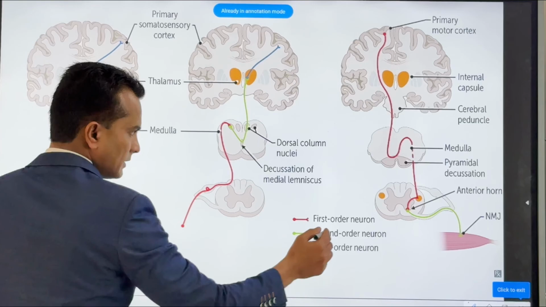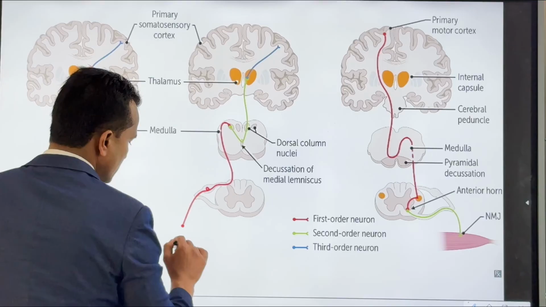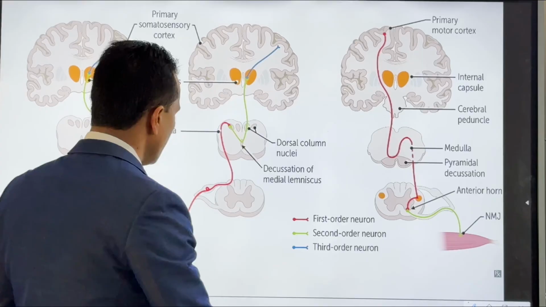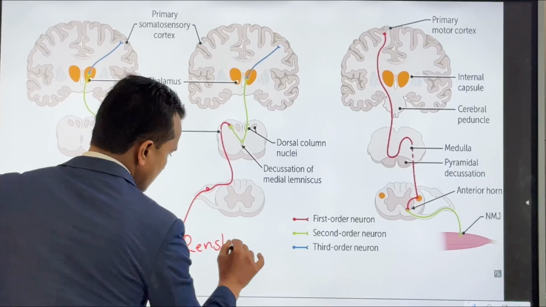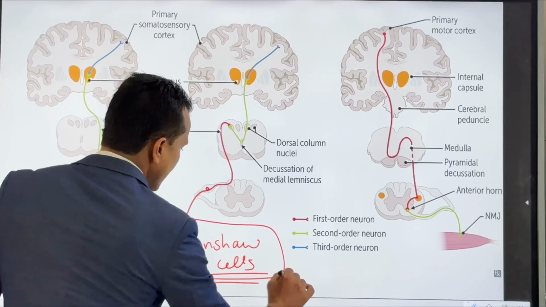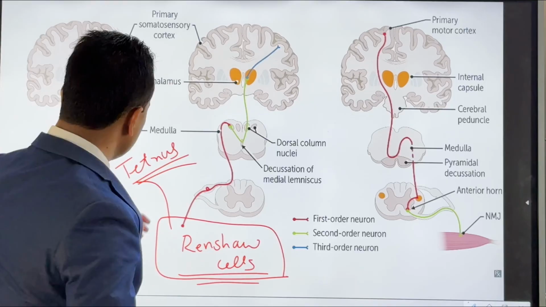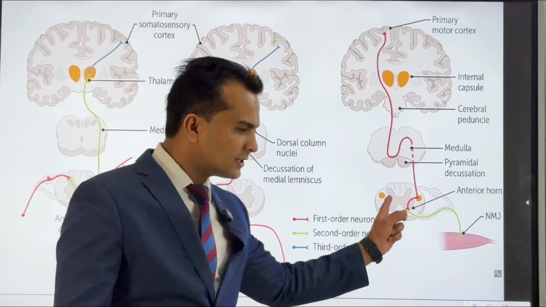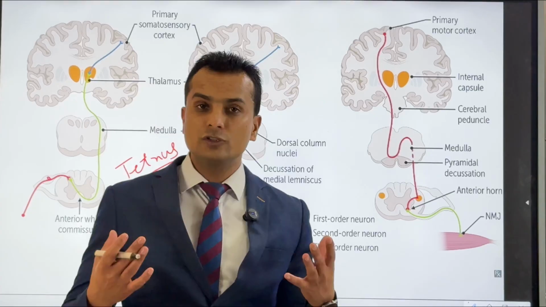The second order neuron, or lower motor neuron, is also called the alpha motor neuron. So the activity of the lower motor neuron, or alpha motor neuron, is inhibited or limited by Renshaw cells. Remember, Renshaw cells. Renshaw cells are usually destroyed in one disease, which is called tetanus. So in tetanus, there is destruction of Renshaw cells, so there is no inhibition of the lower motor neuron. That's why people have spasms and lockjaw. So this is very important.